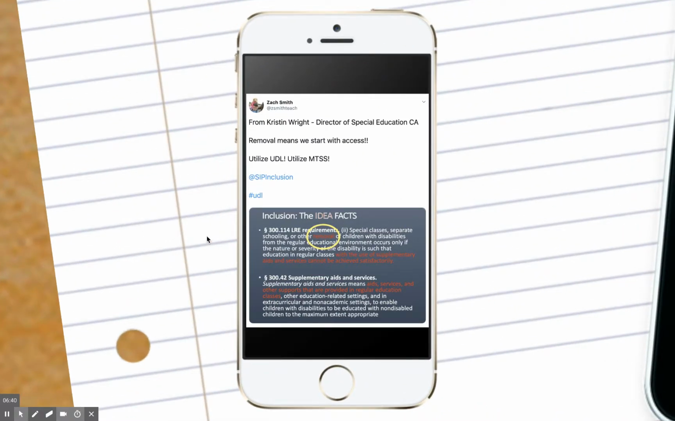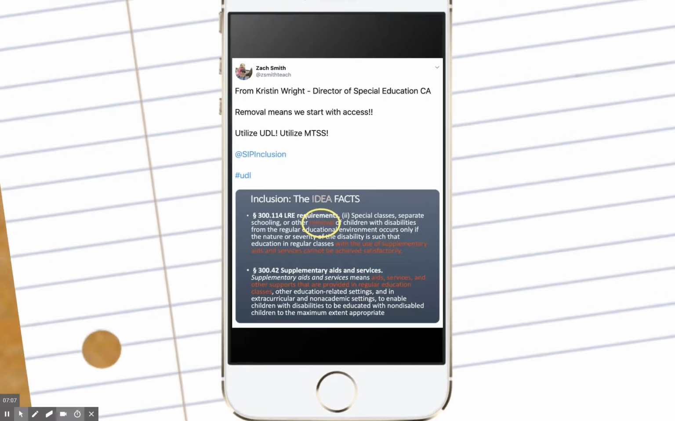It was really neat. I got to sit in a supporting inclusive practices group. We've been working in this group for a number of years out in my district. And they had Kristen Wright out, and she's the director of special education for California. And she pointed this out, and I thought it was just so brilliant, so I wanted to share it with you. I even tweeted it. So here's my little tweet on my phone. But she said, removal means we start with access. Let me show you what that means.